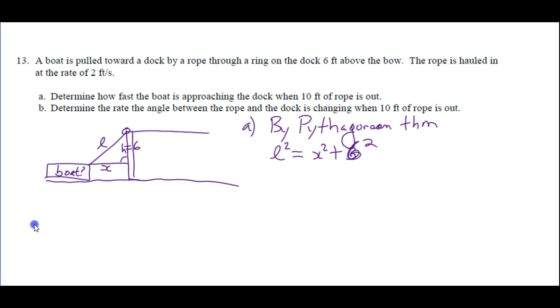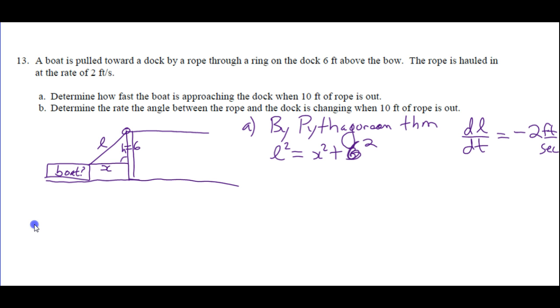And at what rate are they changing? Well, okay, so let's go over here. So we know that the length of the rope, that rope is being hauled in at 2 feet per second, right? So that's going to be negative 2 feet per second, because the rope is going to get shorter. Okay, so the length of the rope is decreasing at the rate of 2 feet per second. So now it's 10 feet, and a second from now it'll be 8 feet, and so on.